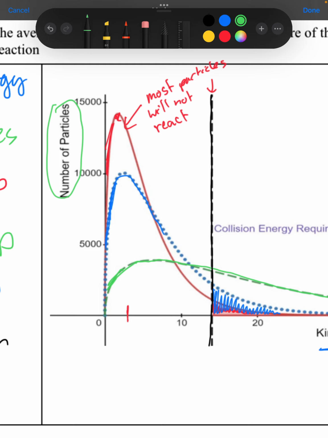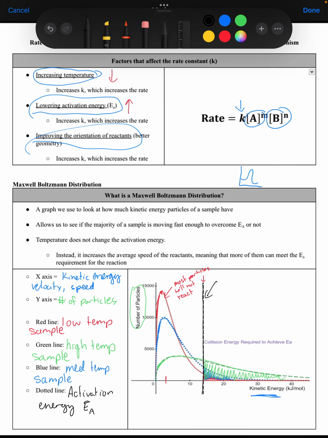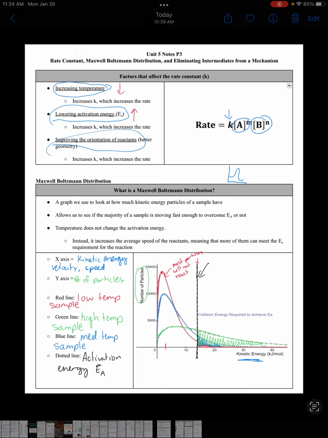And then with our high temperature sample over here, we notice that, hey, guess what? A much larger area of those total amount of molecules are moving with a significant amount of energy and have met or exceeded the collision energy required to actually react. So that is how you read a Maxwell Boltzmann distribution. We are looking for an area under the curve that is to the right of this cool little dotted line there. All right, so let's move on to the next section.